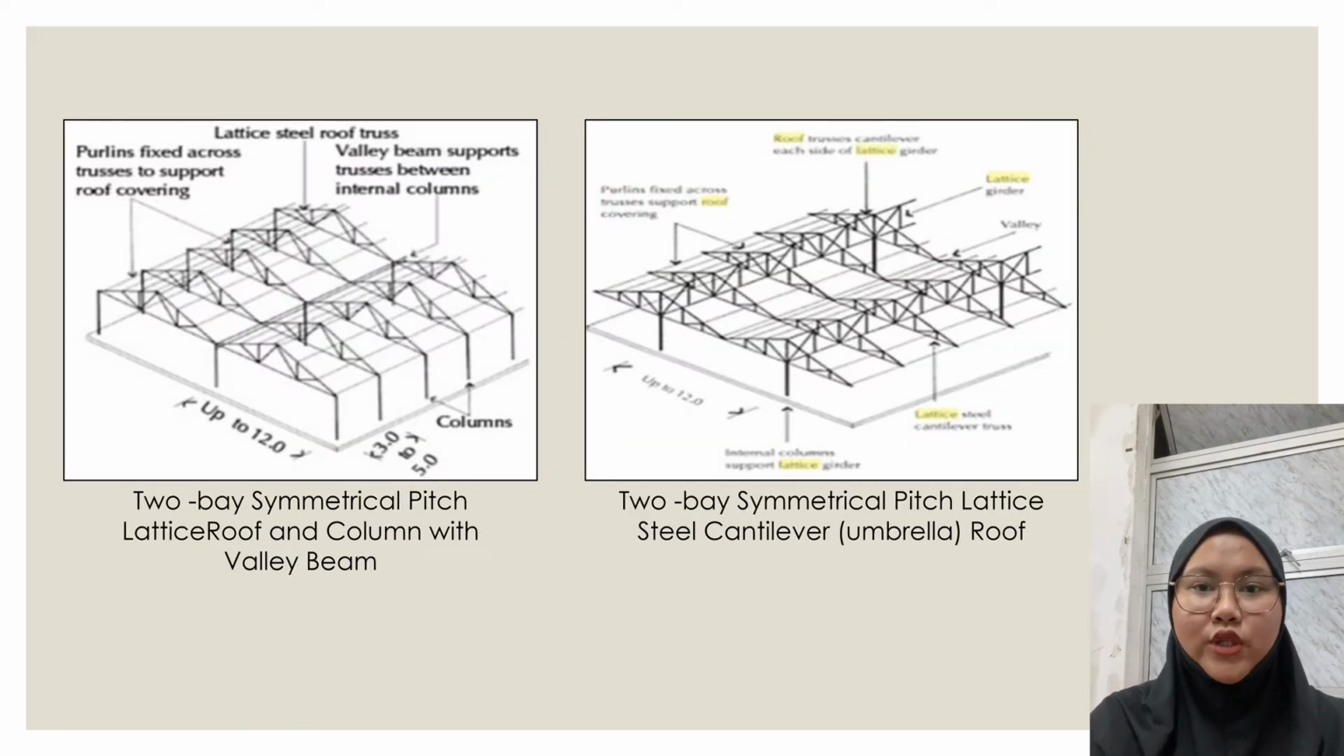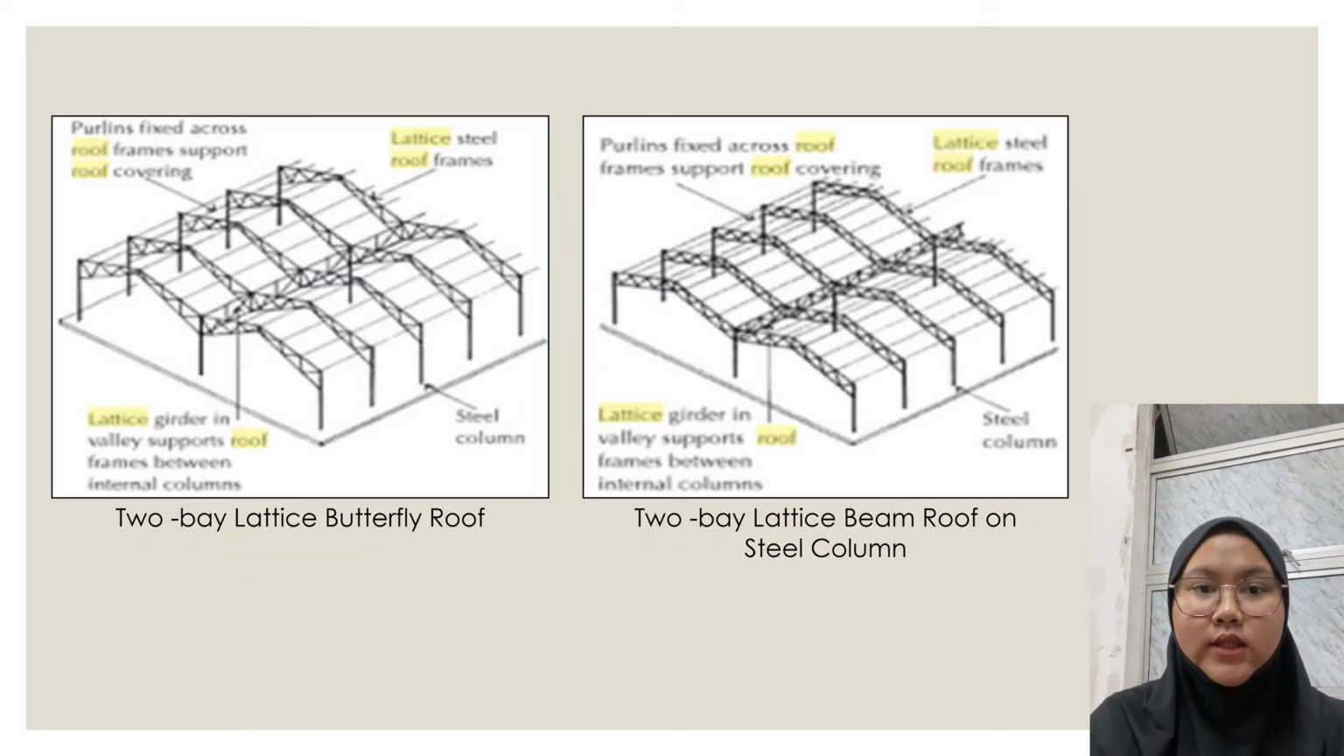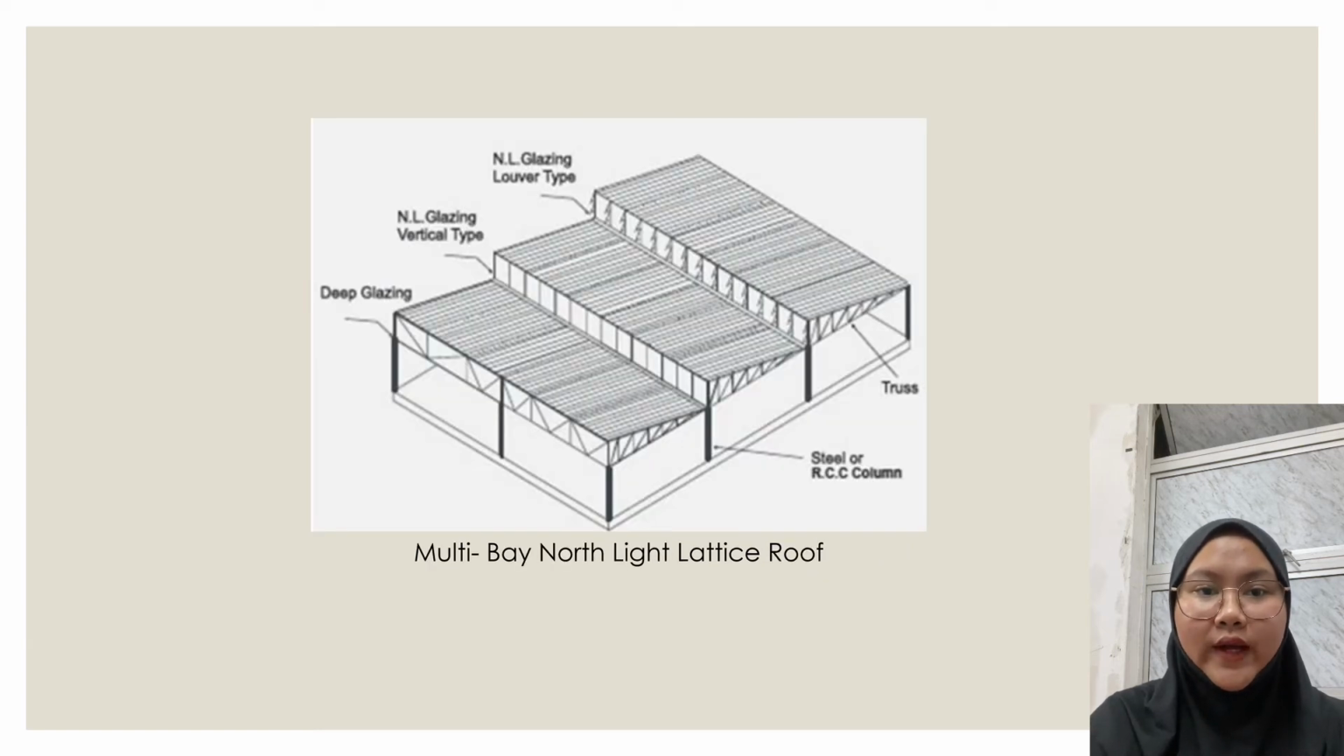First, 2 bay symmetrical pitch lattice roof and column with valley beam. Second, 2 bay symmetrical pitch lattice steel cantilever umbrella roof. Third, 2 bay lattice butterfly roof. Fourth, 2 bay lattice beam roof on steel column. 5. Multi-bay north light lattice roof.